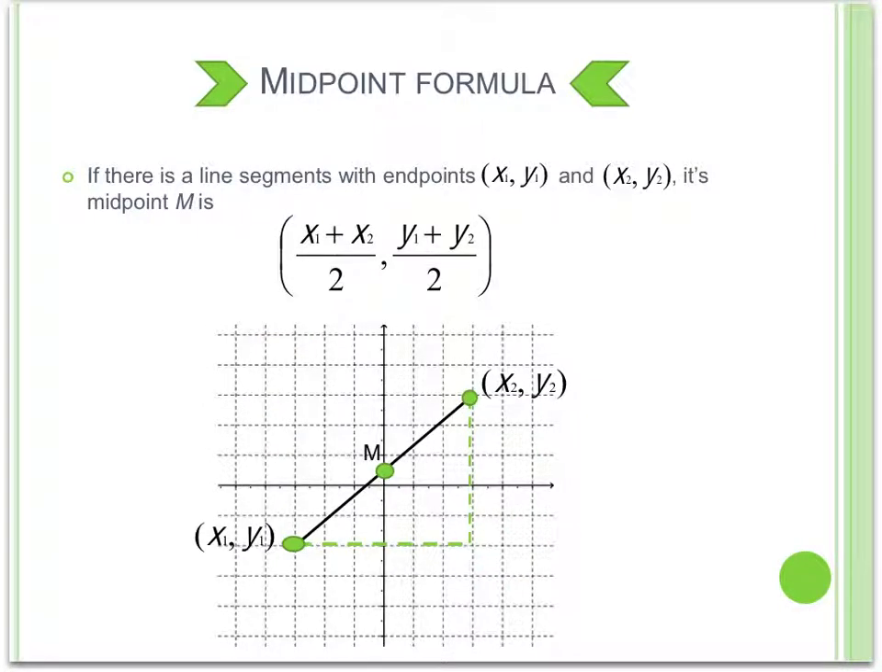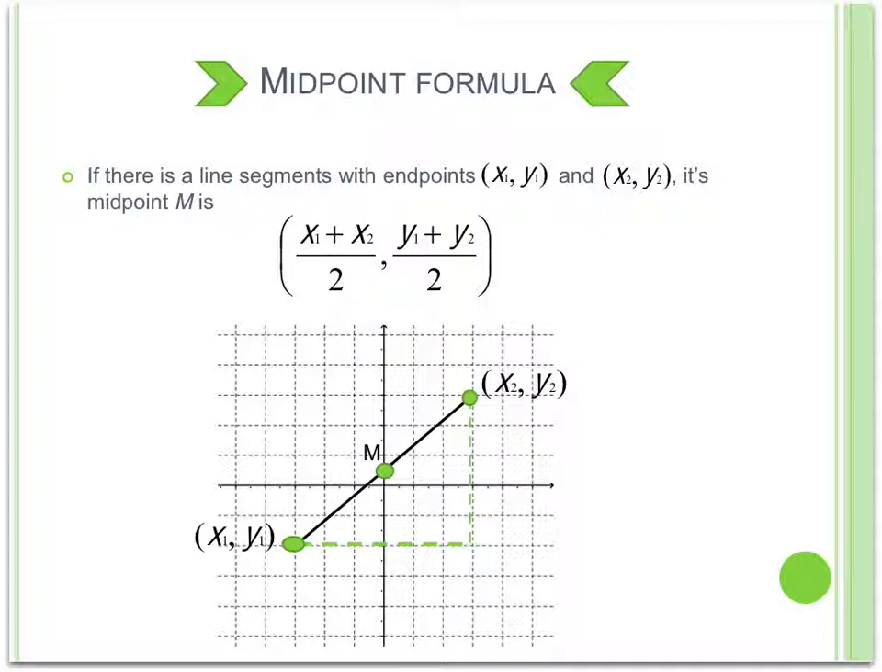Moving on, let's talk about the midpoint formula. If there is a line segment with endpoints (x sub 1, y sub 1) and (x sub 2, y sub 2), its midpoint M can be found using the following formula: x sub 1 plus x sub 2 divided by 2, and y sub 1 plus y sub 2 all divided by 2. The numbers 1 and 2 attached to the x and y values are called subscripts. They are simply used to represent different x and y values.